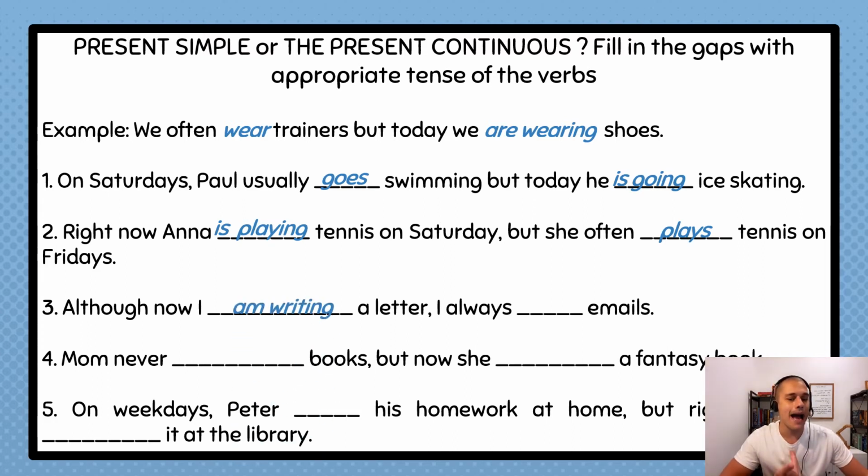Number three: although now, look, now, I'm writing a letter, I always, look, always, add the verb of frequency, present simple. So I always write emails. Number four: mom never blah blah blah books. Never, add the verb of frequency. So mom never reads books. But now, can you see now? Present continuous: but now she's reading a fantasy book.